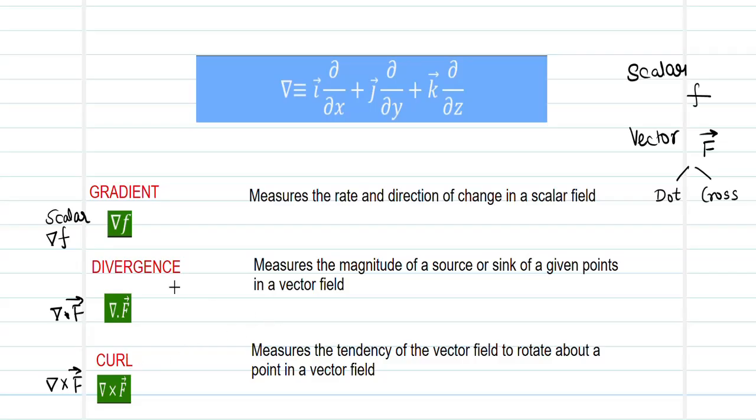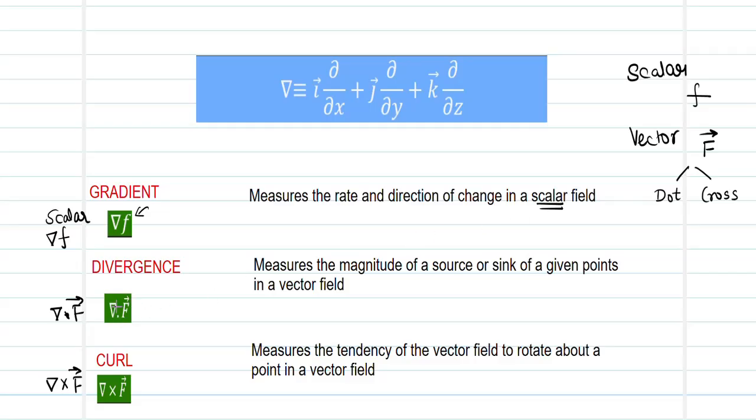So what do these three quantities, gradient, divergence and curl, actually measure? The gradient measures the rate and direction of change which is produced in a scalar field. This is going to be the scalar on which this del acts. It measures the rate and the direction of change produced in this scalar.